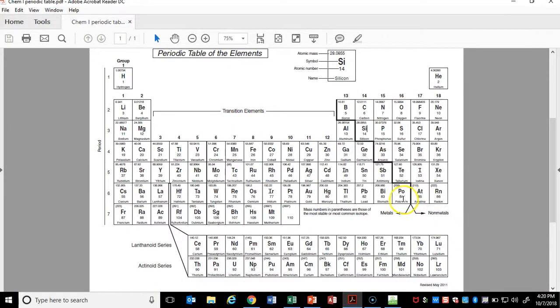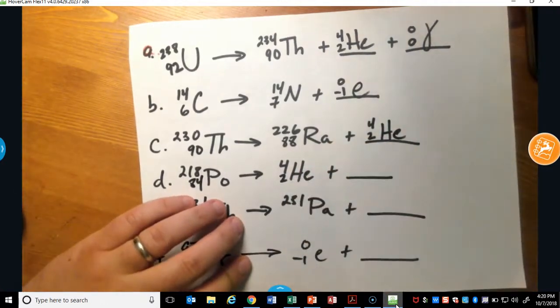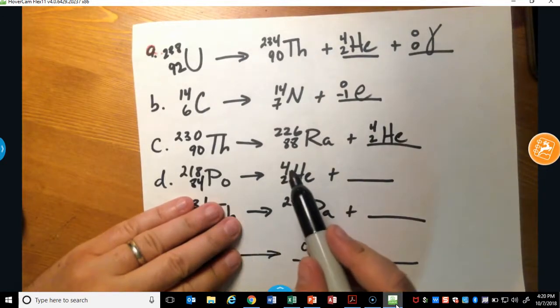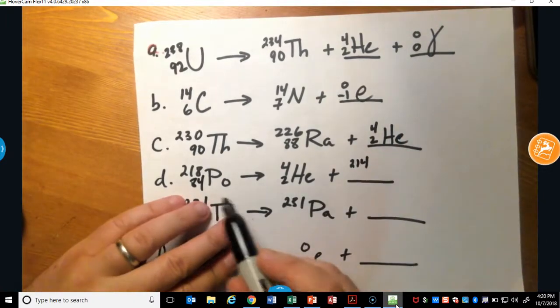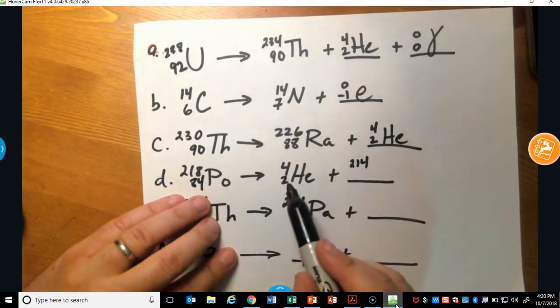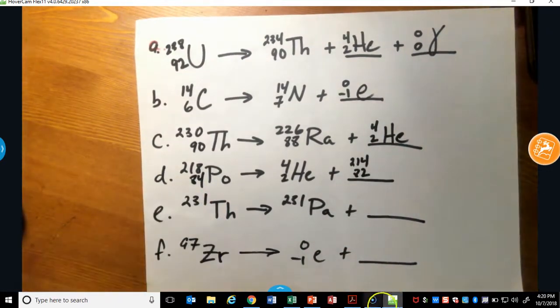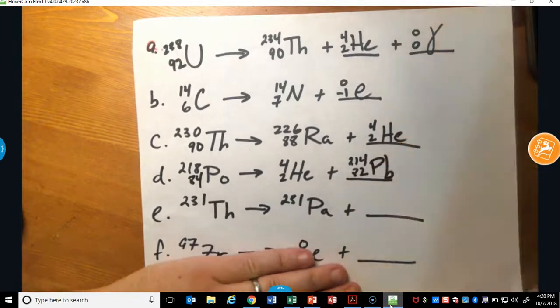Okay, so polonium is right up here. It has an atomic number of 84. And we know that helium has an atomic number of 2. This is actually an alpha particle. So the total mass here is 218. Since the mass of helium is 4, the mass of this particle must be 214. And since the atomic number here is 84 and the atomic number of helium is 2, this must have an atomic number of 82. So to find the symbol, we have to find the element with an atomic number of 82. And we see that it's Pb, which is lead. So we'll write in the symbol for lead.